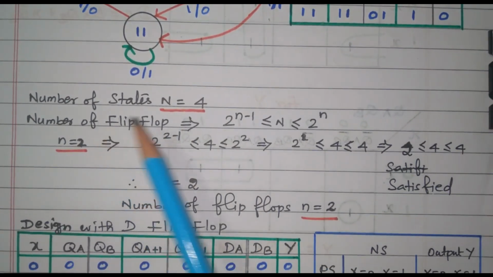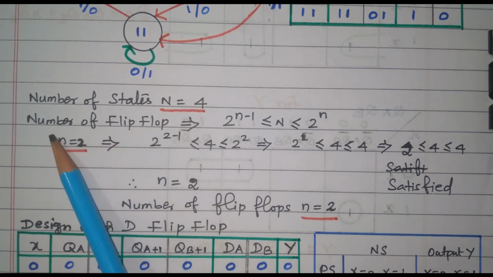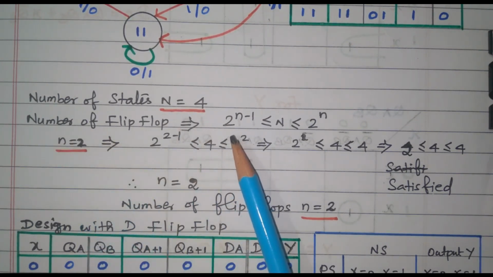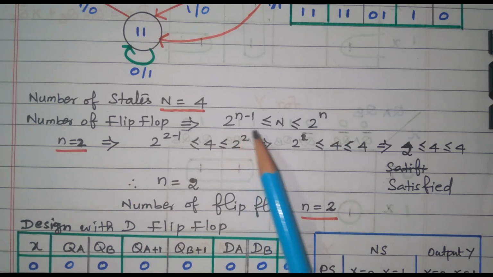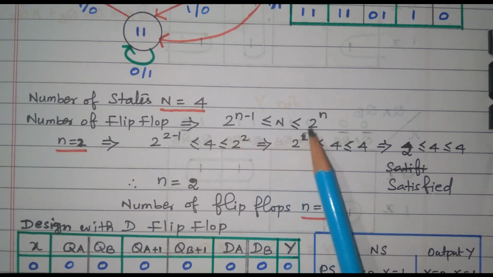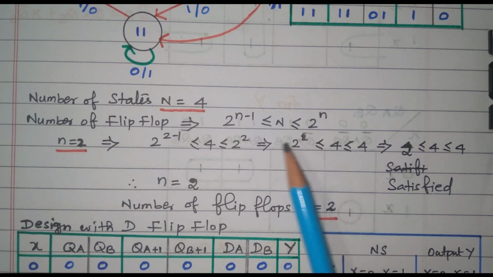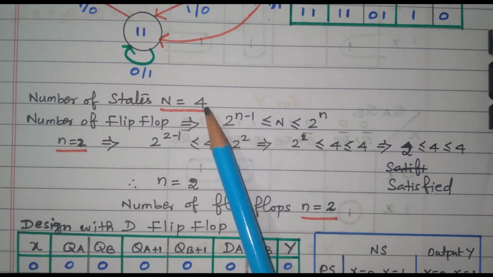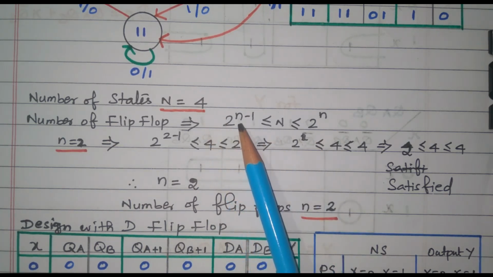The number of states is 4. So, the number of flip flops is calculated from this condition: 2 to the power n minus 1 less than N less than or equal to 2 to the power n. This capital N is nothing but the number of states, small n is the number of flip flops, right.